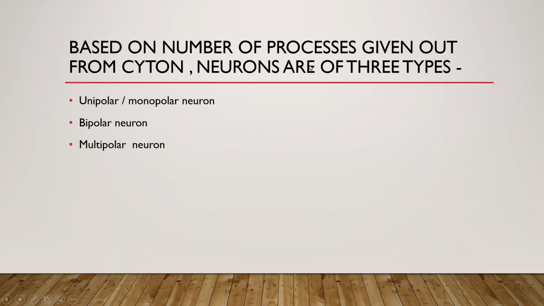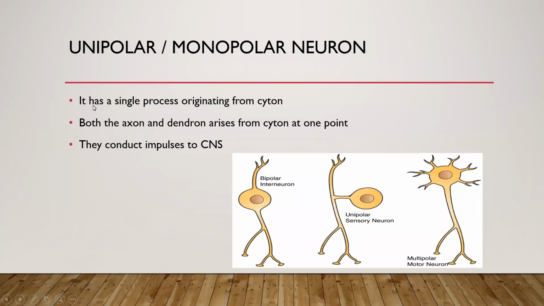Now, based on the number of processes given out from the cyton, neurons are of three types. First, we had seen according to function. Now, according to how many processes are given from the cyton, neurons are classified into unipolar or monopolar neuron, bipolar neuron, and multipolar neuron. What do you mean by unipolar neuron? It has a single process originating from the cyton. This is the cyton part. Just now we had studied that a neuron consists of cyton and axon part. But here, from the cyton, they have a single process.